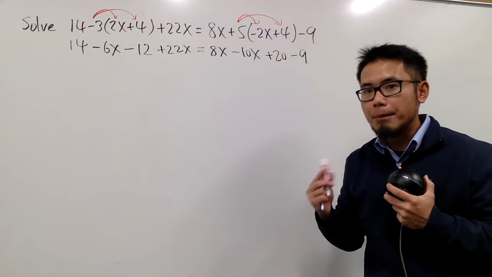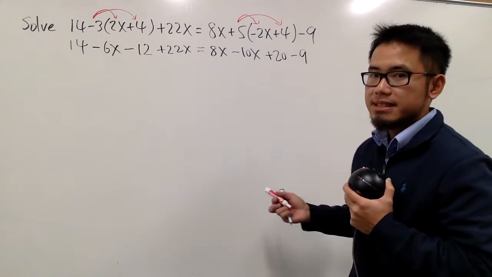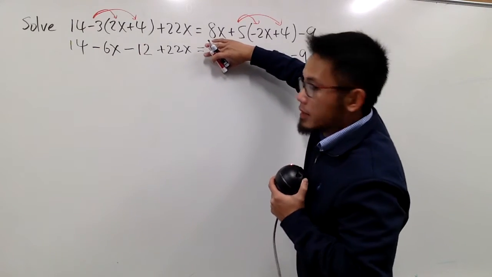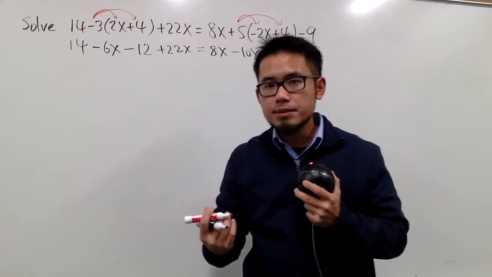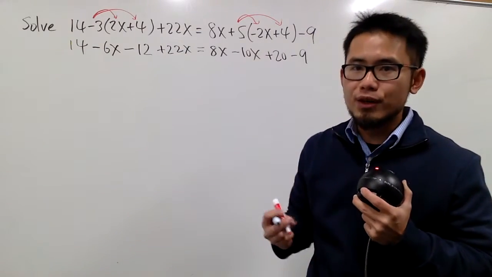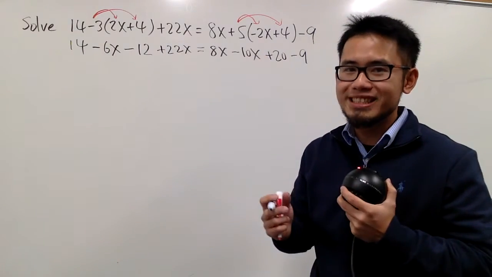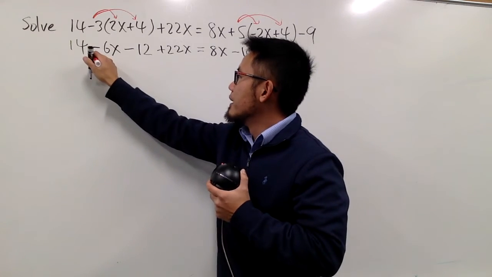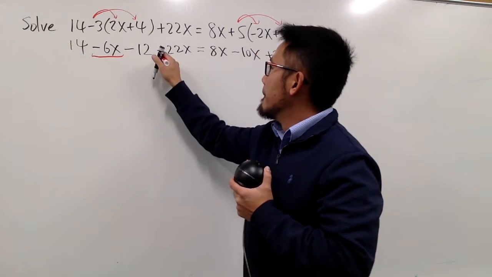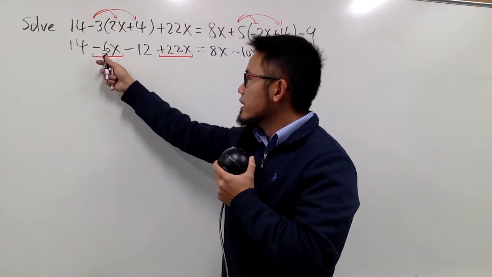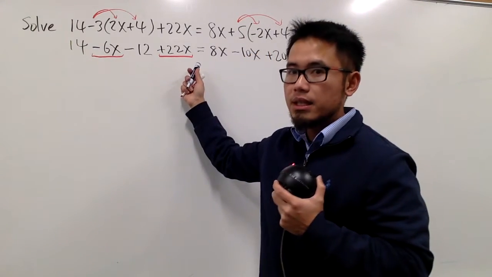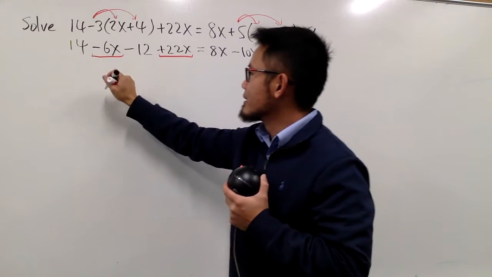Next, be sure we combine like terms on both sides. So just don't worry about this yet. Let's focus on the left-hand side and combine like terms. And combine the x terms first, just for consistency purposes. We see that we have negative 6x plus 22x. We can combine them together. Negative 6x plus 22x gives us 16x, right?